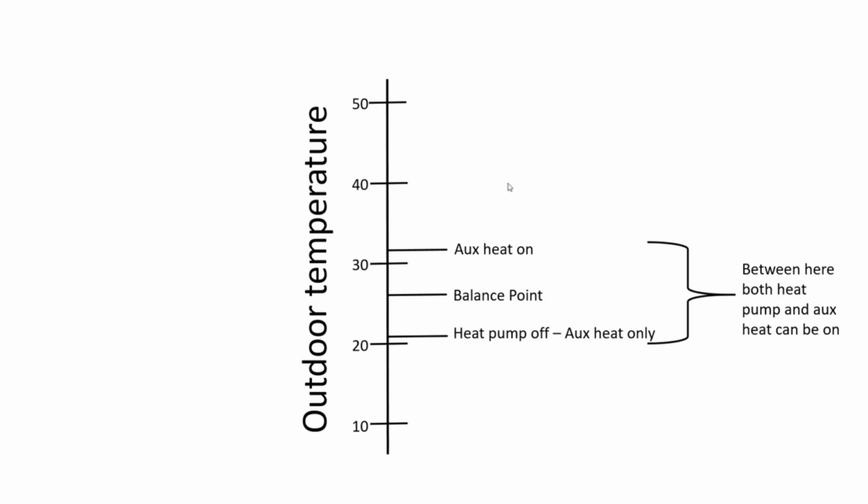The heat pump is running 24/7 to keep up with the heat loss from the house at 20 degrees outside temperature. So that is a heat pump balance point and how you figure it. It's really quite simple. I hope you enjoyed this video.